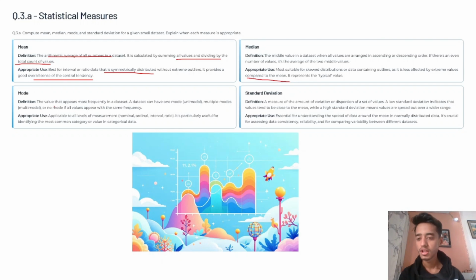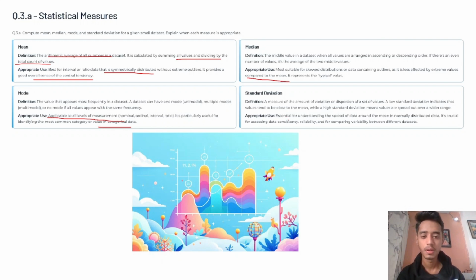Then mode, the value that appears most frequently in a dataset. A dataset can have one mode, multiple modes, or no mode if all values appear with the same frequency. Appropriate use: it is applicable to all levels of measurement: nominal, ordinal, interval, ratio. It is particularly useful for identifying the most common category or value in categorical data.